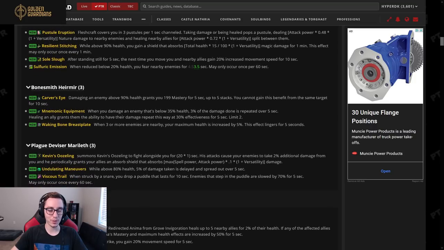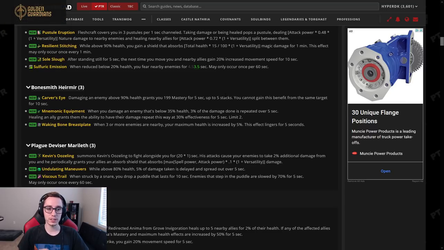Whereas Bonesmith Hymir, which you know I just had a video about, which one's better, Emeni or Hymir, I think these changes with 9.1 definitely push our Covenant situation and our Soulbind situation in favor of the Bonesmith. So one of the traits that you get is that while an enemy is above 90% health, you gain 200 mastery for 5 seconds, and this stacks up to five times. So if you hit five enemies, you get 5 times 200 mastery.